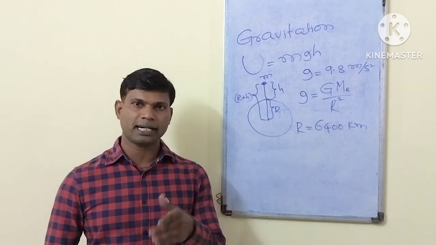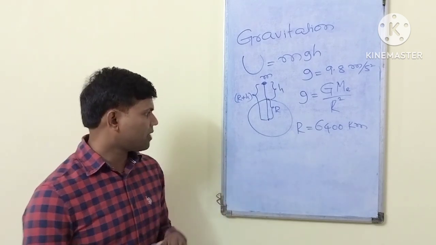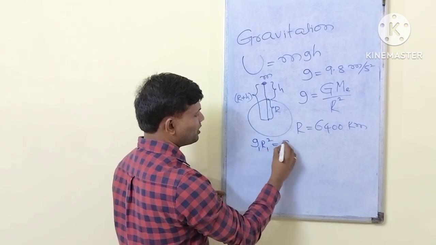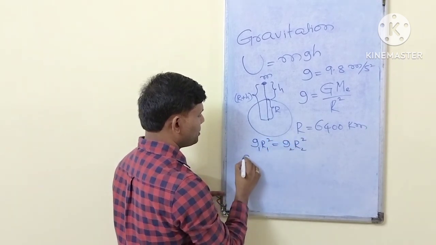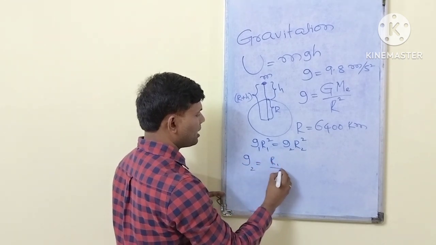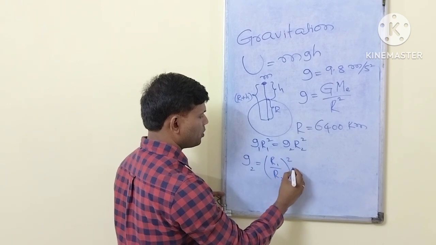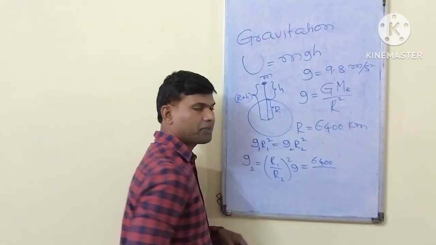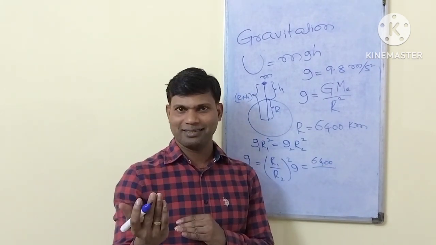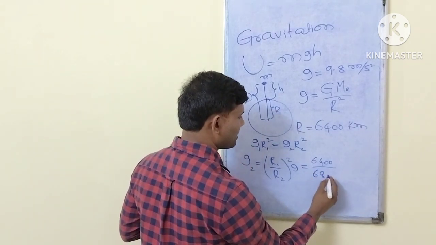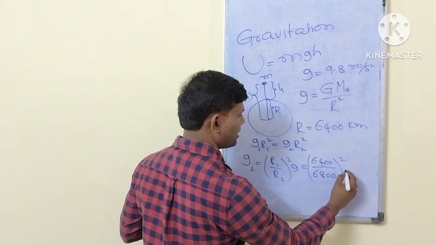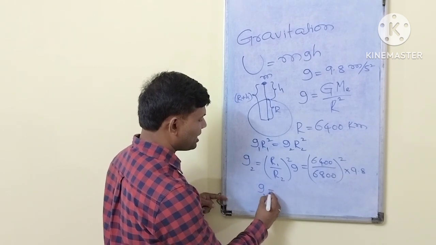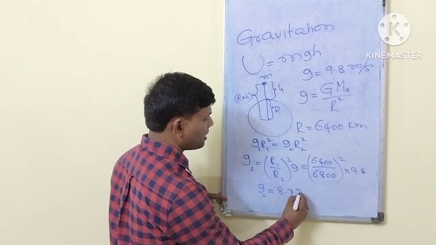Okay. You know, the International Space Station is 400 kilometers above the surface of the earth. Same formula we will use now, that I already told: g1 r1 square equal to g2 r2 square. Now g2 we want, that is r1 by r2 whole square into g1. g1 I am calling g. r1 is radius of earth 6400 kilometer divided by 6400 plus 400, so that is 6800, whole square into 9.8. You will get acceleration due to gravity approximately 8.7 meter per second square.